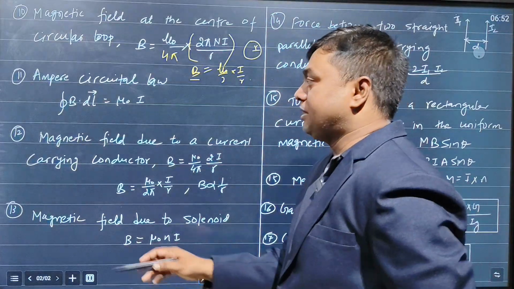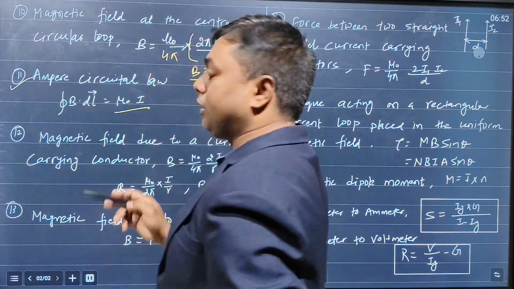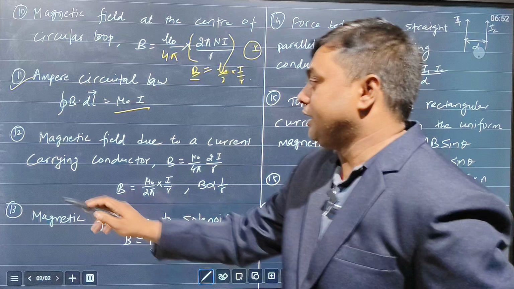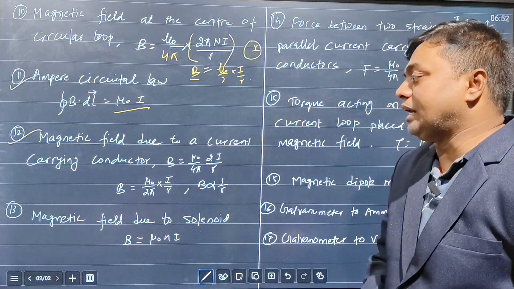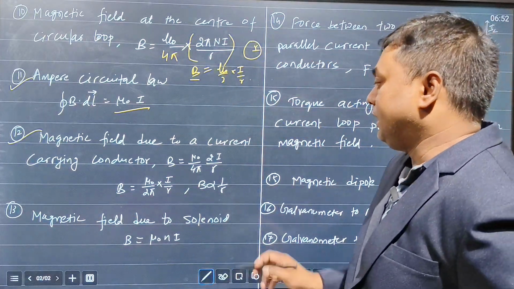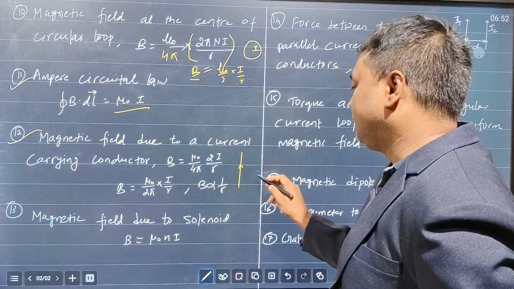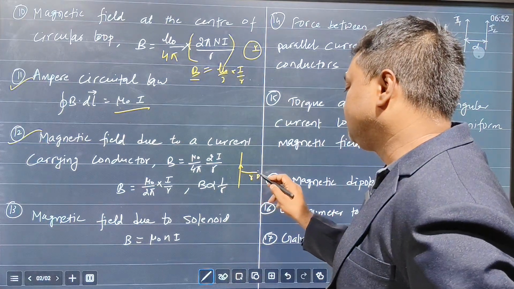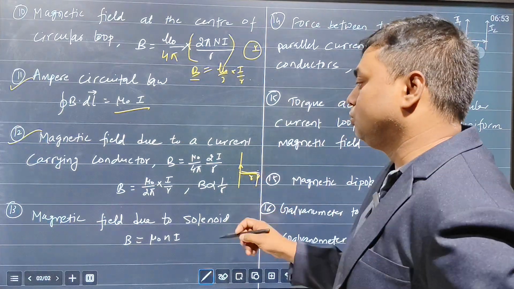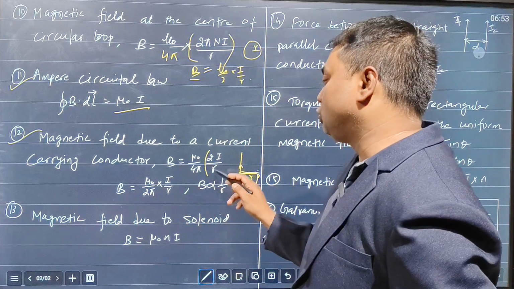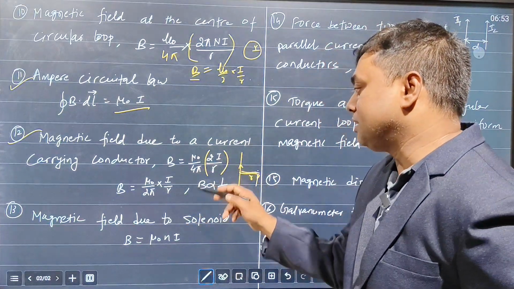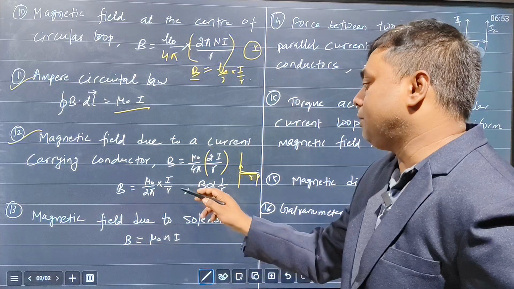Next, Ampere circuit law, B dot dl is equal to mu naught times I. Next, magnetic field due to a current carrying conductor. A current carrying conductor produces a magnetic field at point P, which is at a distance R. So B is equal to mu naught by 4 pi, twice of I by R. If you cancel this, you'll get mu naught by 2 pi, I by R.